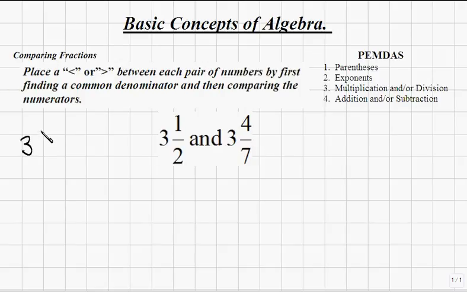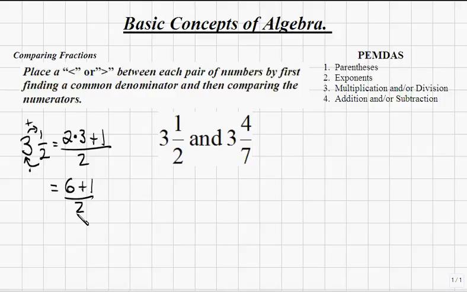So, for example, 3 1/2, to write this as an improper fraction, we'll first multiply 2 times 3 and then add 1 and write this over the denominator of 2. In other words, 2 times 3 plus 1 over 2. Simplifying, 2 times 3 is 6 plus 1 over 2 becomes 7 over 2. So 3 1/2 is the improper fraction 7/2.